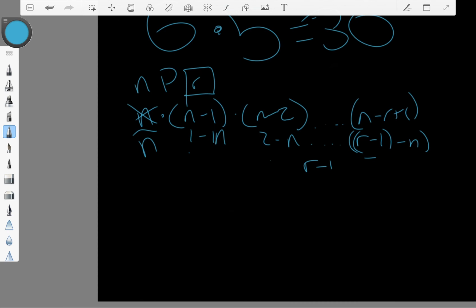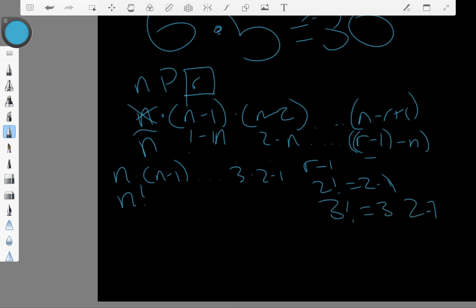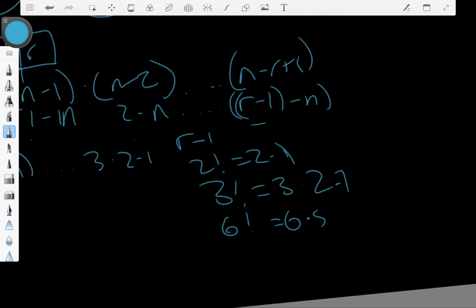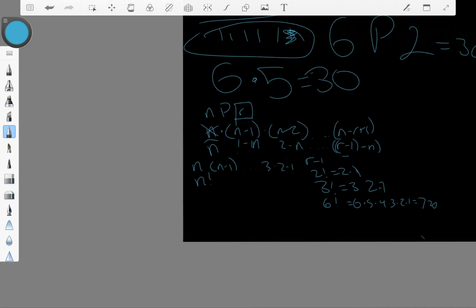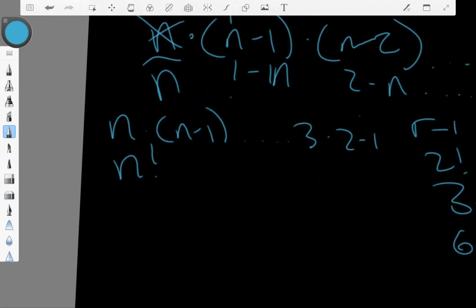Now let's find how we can generalize this. Well, let's start with something simple. Let's start with n times n minus 1 all the way up to 3 times 2 times 1. So it's decreasing. And this we write as n factorial. So 2 factorial equals 2 times 1. 3 factorial equals 3 times 2 times 1. 6 factorial, 6 times 5 times 4 times 3 times 2 times 1, which is 720.